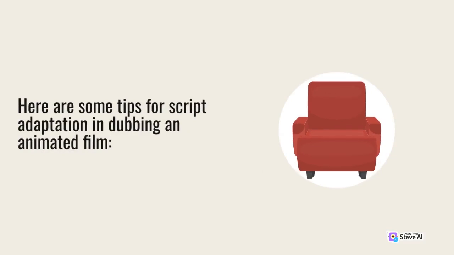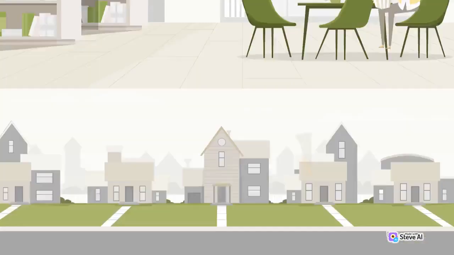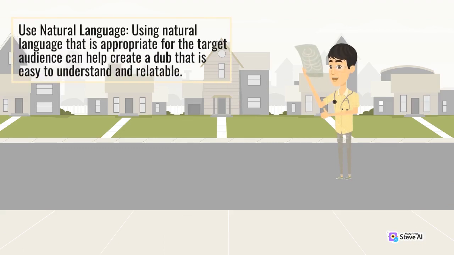Here are some tips for script adaptation and dubbing an animated film. Maintain tone and context. Maintaining the tone and context of the original dialogue is essential for creating an accurate and high-quality dub that matches the lip movements of the characters. Use natural language. Using natural language that is appropriate for the target audience can help create a dub that is easy to understand and relatable.